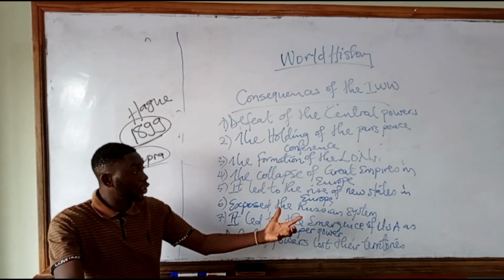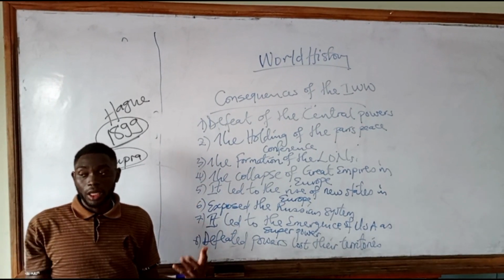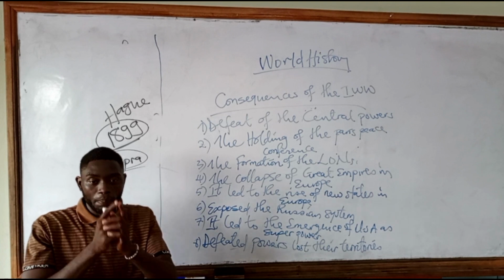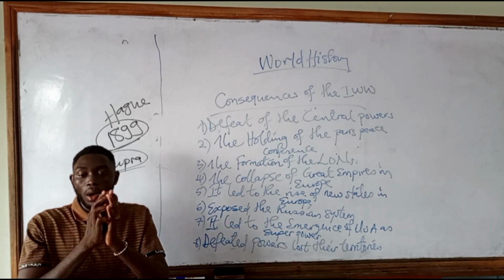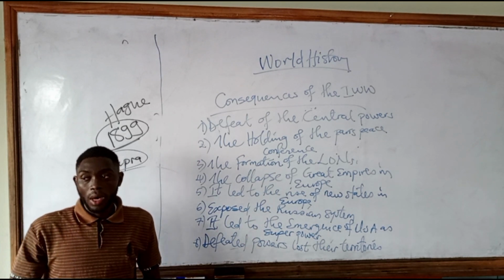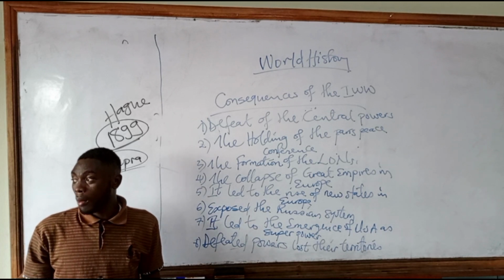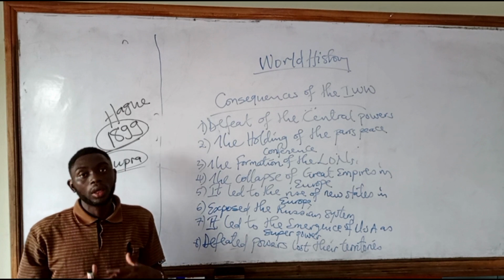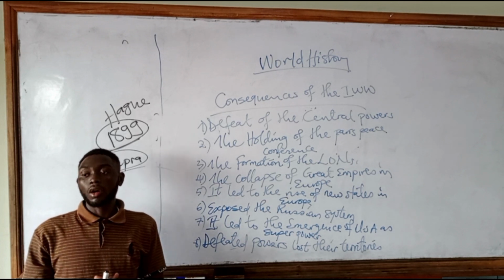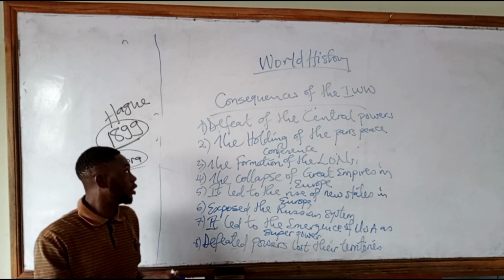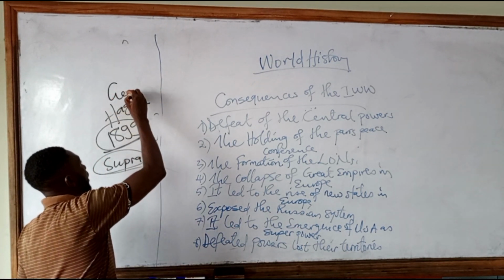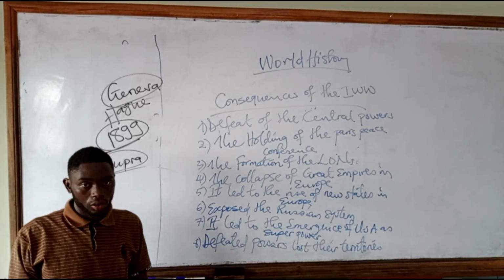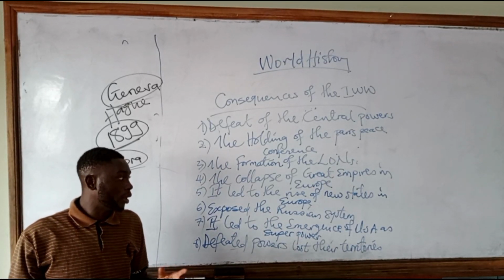So the formation of the League of Nations as an international organization was a good and the most important positive political outcome of the First World War. And we said the League of Nations was formed in 1919, and on the 10th of January 1920, the League of Nations was inaugurated in Geneva, Switzerland, as an international organization to maintain peace in the world.